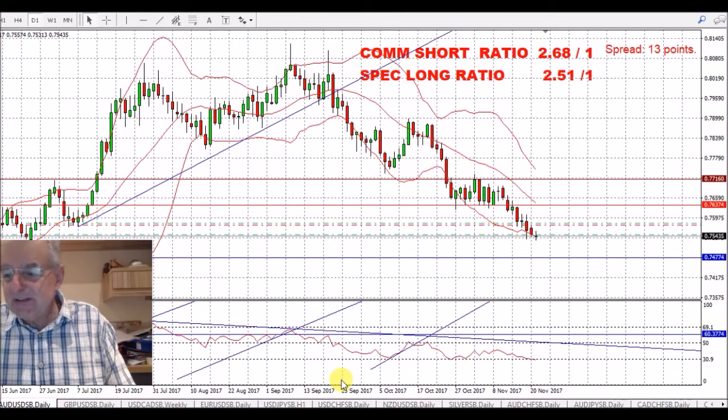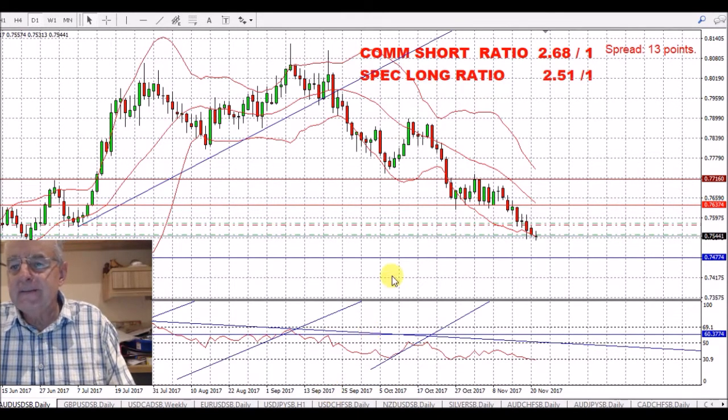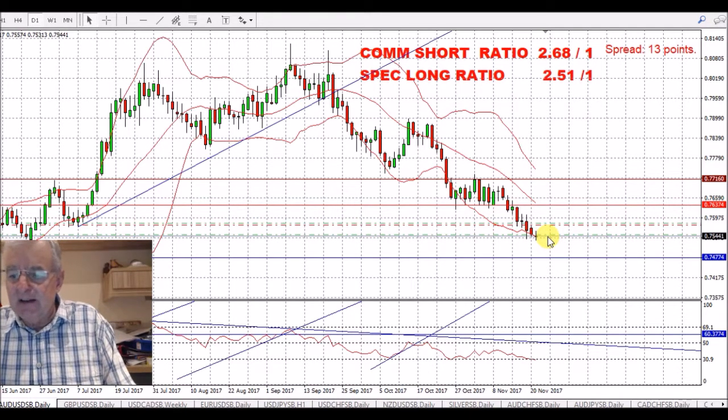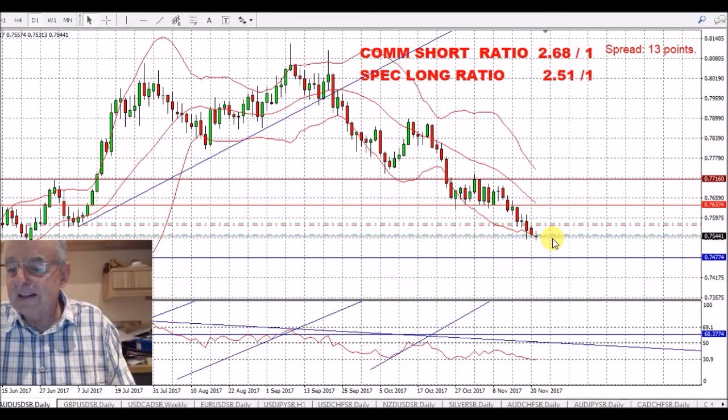It's the 21st of November and it's just coming up to 6:30. We'll start as ever with the Australian dollar, US dollar. We've got a commercial short ratio of 2.68 to 1. We've come down now onto a little bit of support the last 3 days. We had the Reserve Bank of Australia decision to hold rates last night.